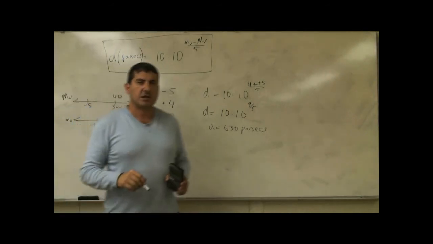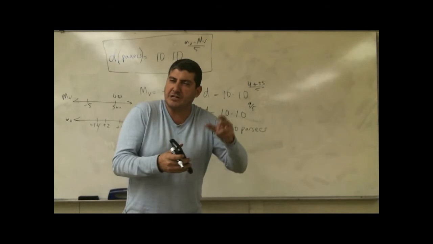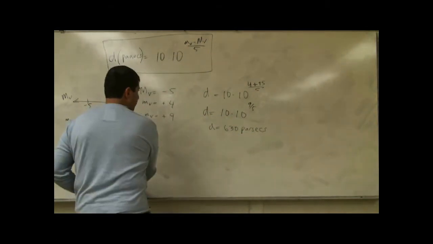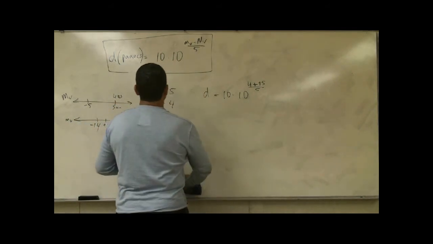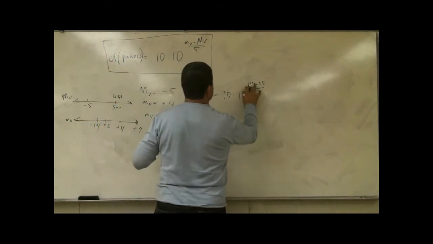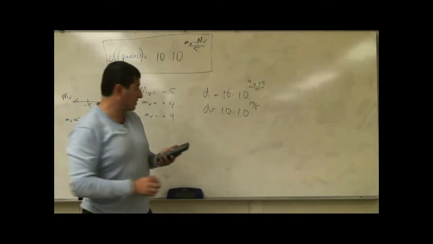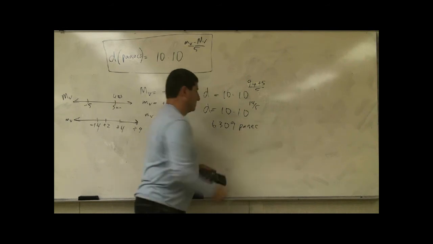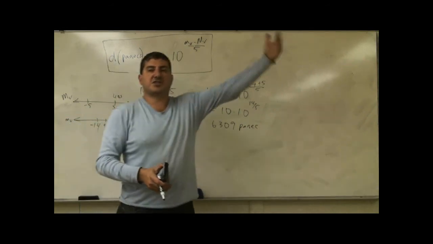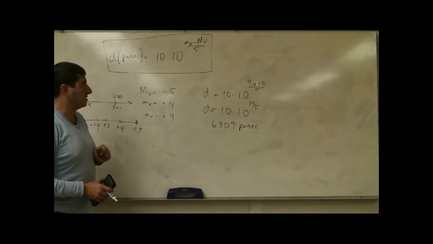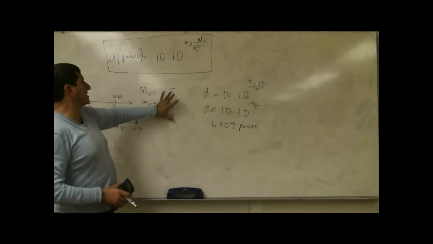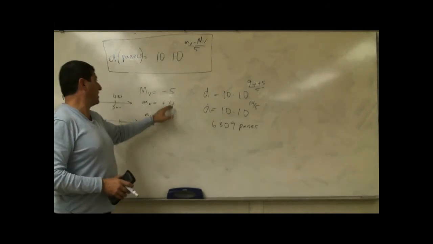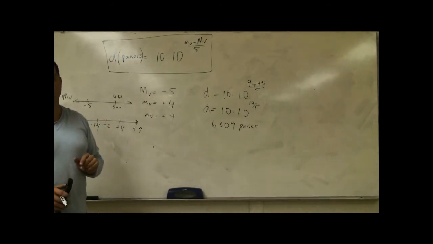What do we expect? If it's the same brightness and it appears dimmer, it's got to be farther away, right? So you put over here mv of 9, and you're going to have 6,309 parsecs. Okay? So the star is 10 times farther away, right? So you can practice any combination of the apparent visual magnitude and any combination of the absolute visual magnitude.